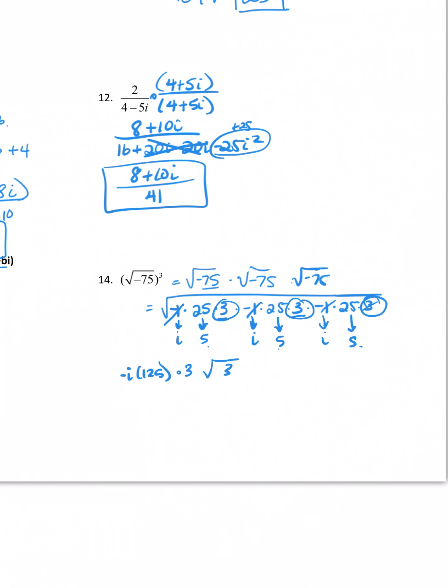All right, so this is a hot mess, right? So let's clean it up even further. 3 times 125 is 375. It's negative because of negative i, square root of 3. So sometimes you're going to need to break it down. Give yourself space and time to do it. Just break it on down, and you'll find that this is what you end up with.